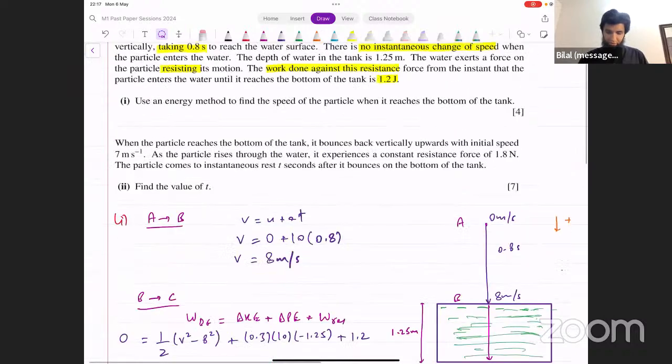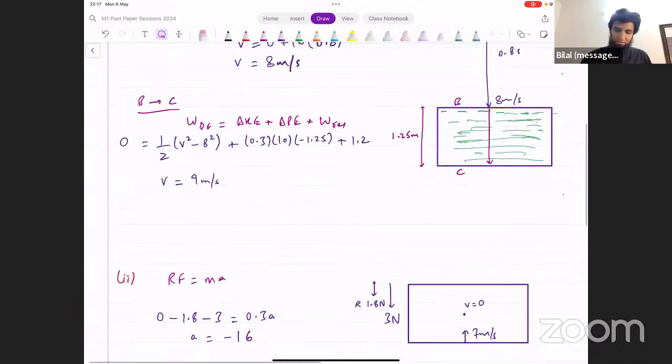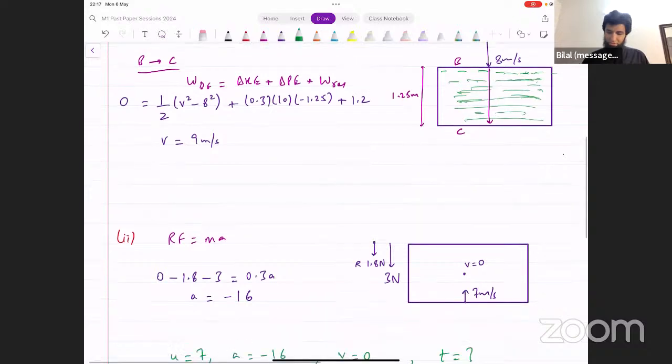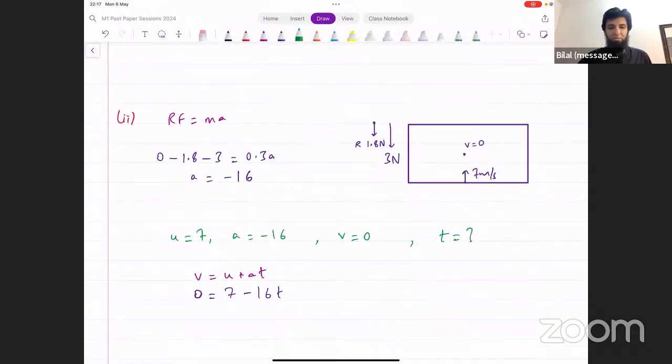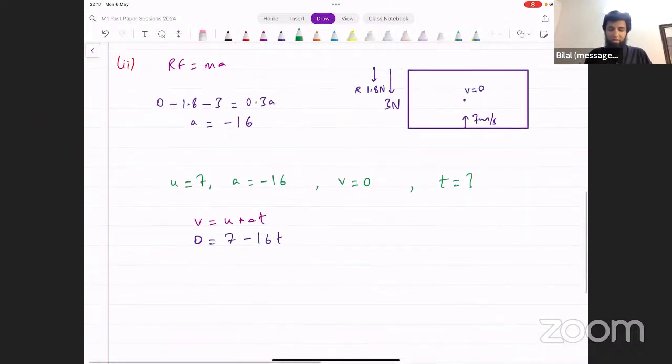That's 1.25 meters. Oh. So the problem that's happening here is that it's not coming to rest inside water. That's the problem here. We're not getting any time value because it does not come to rest at all inside water. The final velocity cannot be zero inside water. That's why we're not getting a value for t.